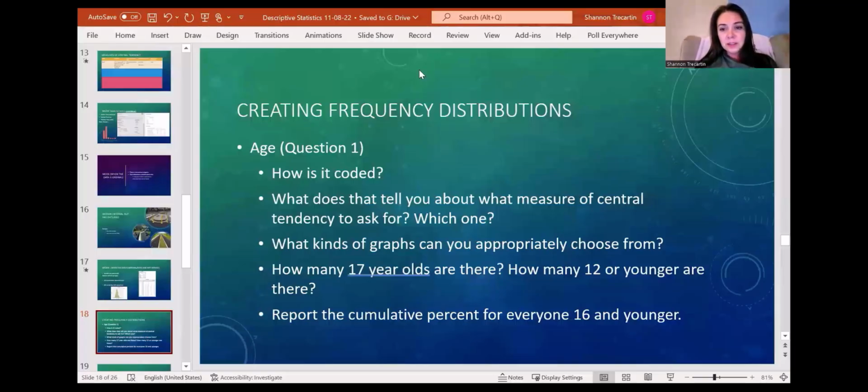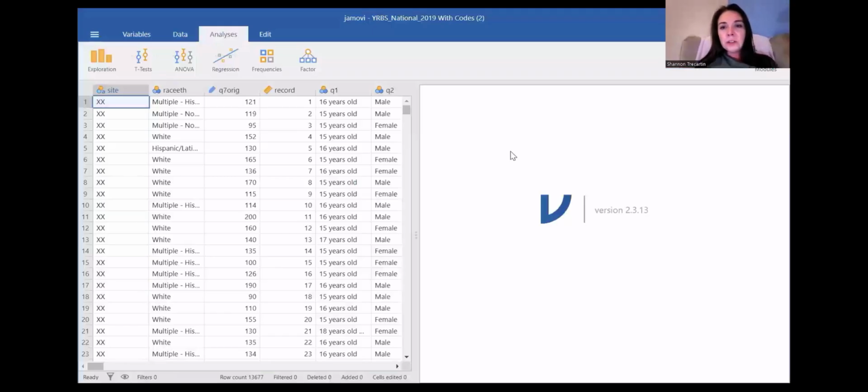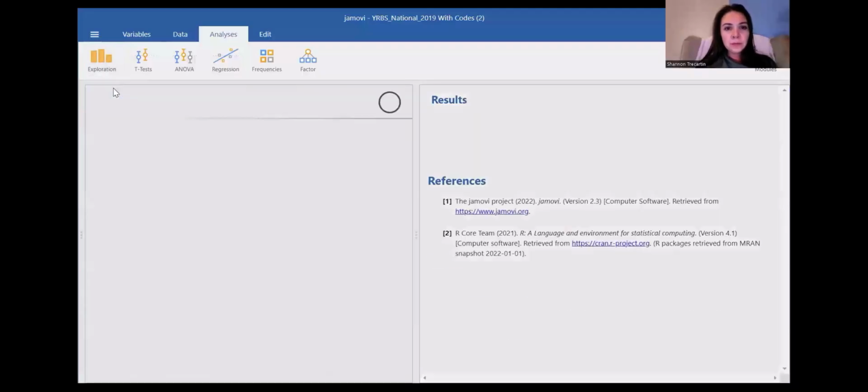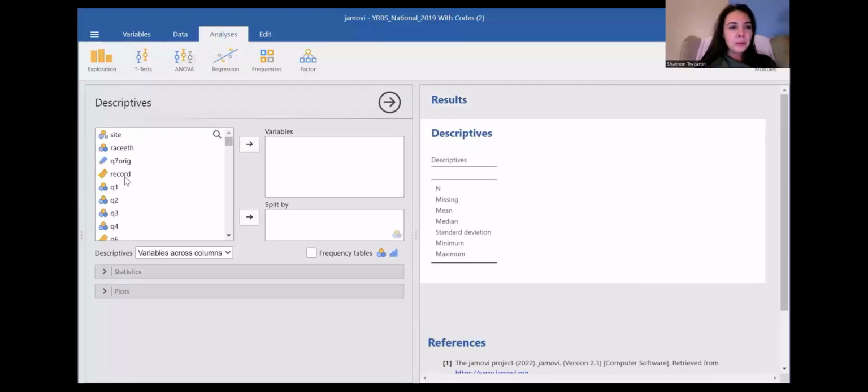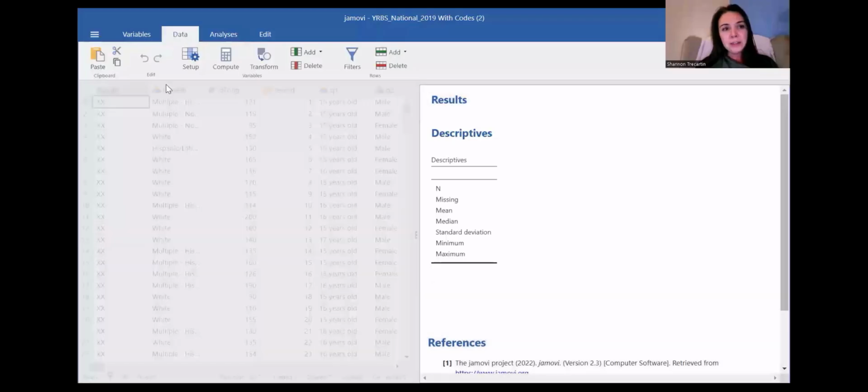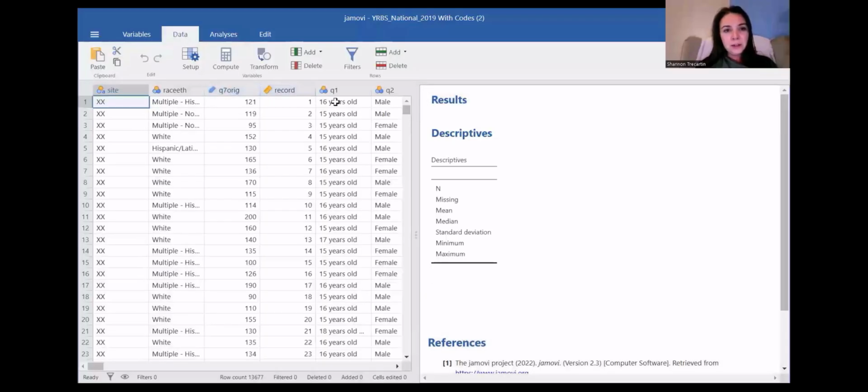And it's right here. And we are looking at the variable age. In order to create a frequency distribution, and this is actually in the PowerPoint as well, you click on Exploration right here, and you click on Descriptives. And then you take the variable age, which I can't remember what it is. I think it's Q2, but to check, if you can't figure this out, you can click on Data, and you can look right here. This says 16-year-olds.